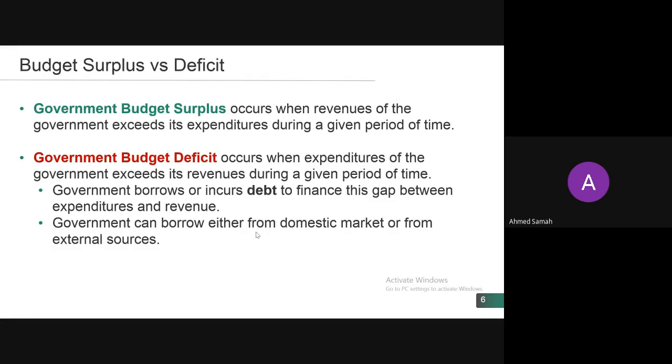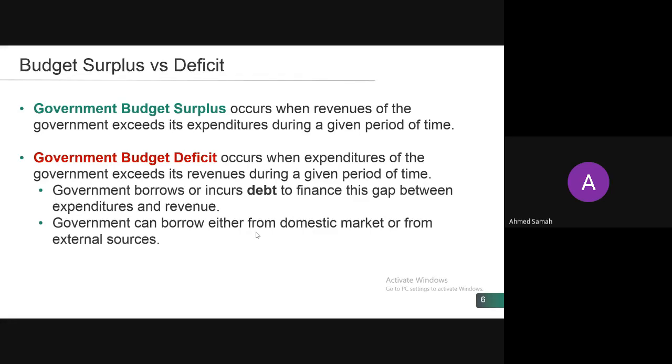So whether it is commercial banks or other businesses, essential banks that lend to the government, it will be borrowing from the domestic market by the government.